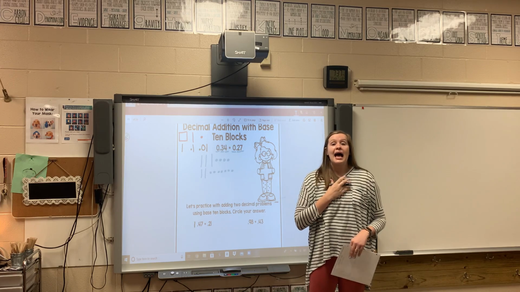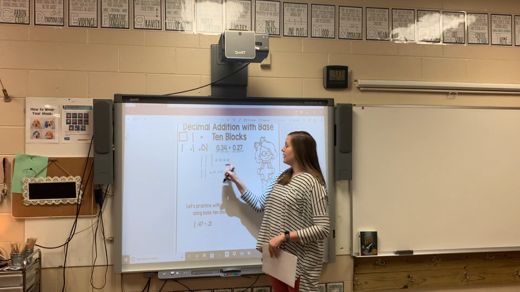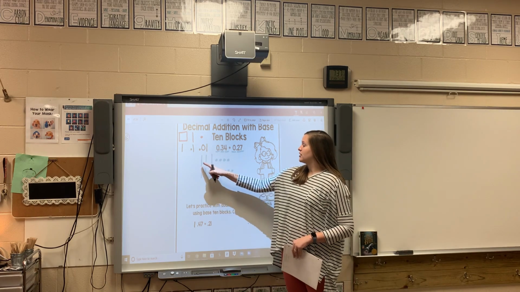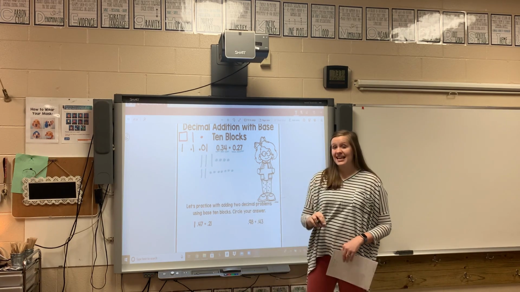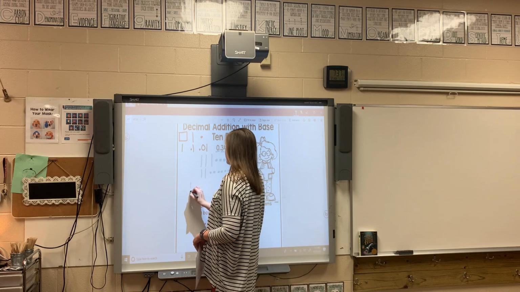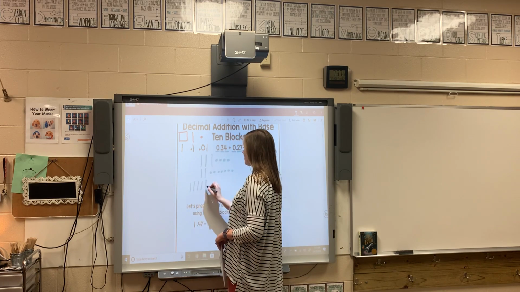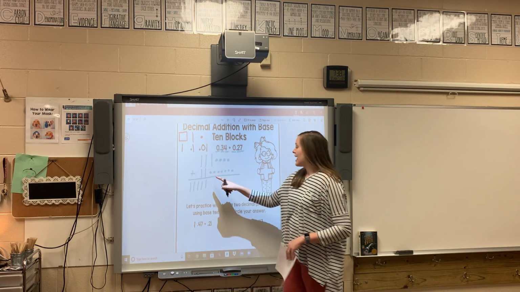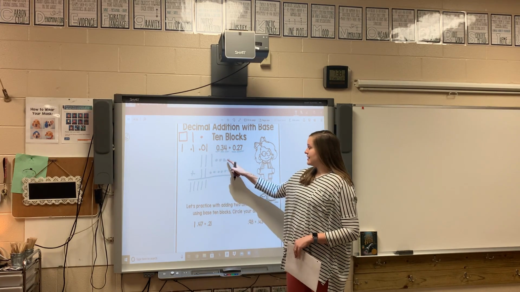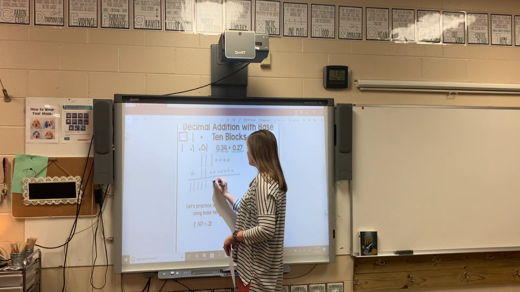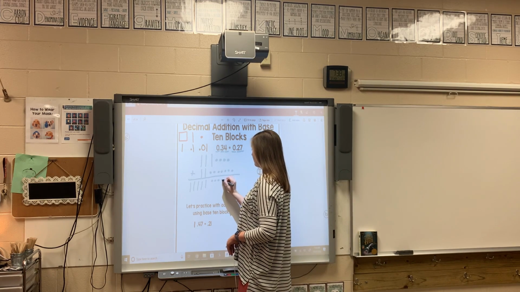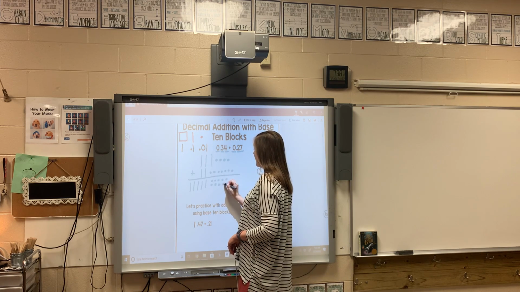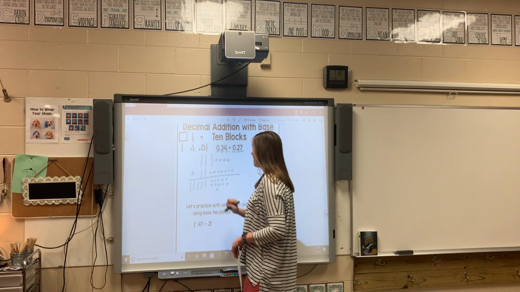For me, I am going to group my like objects together. So I have 1, 2, 3, 4, 5 tenths. So I'm going to draw 5 tenths. 1, 2, 3, 4, 5. Because I'm just adding these, right? I'm adding them together. And I have 7, 8, 9, 10, 11 dots. 1, 2, 3, 4, 5, 6, 7, 8, 9, 10, 11.